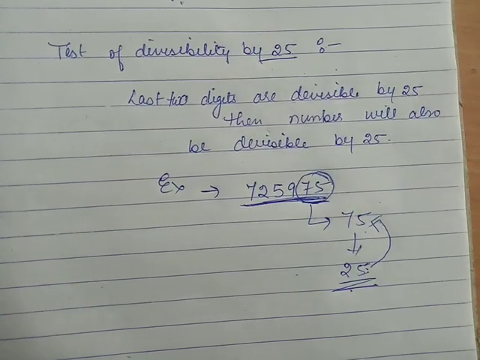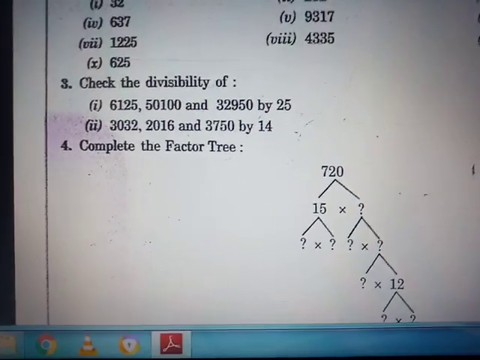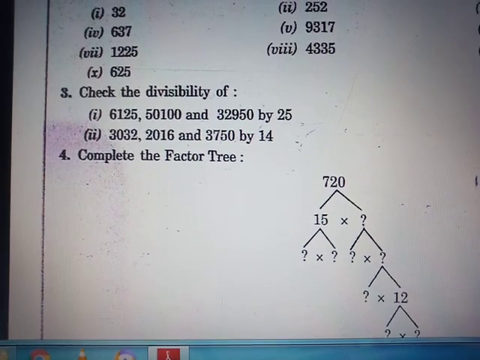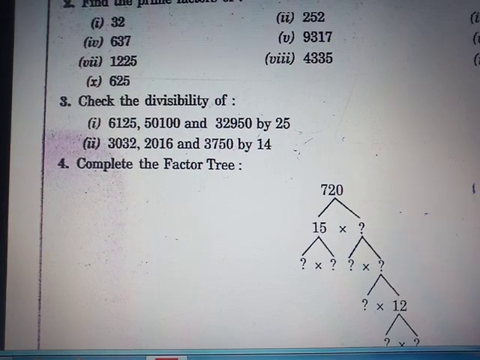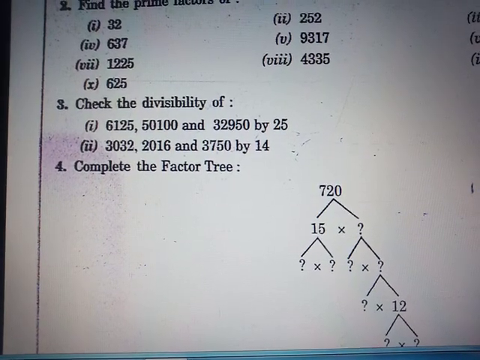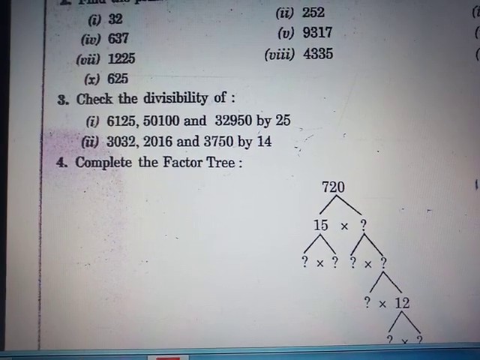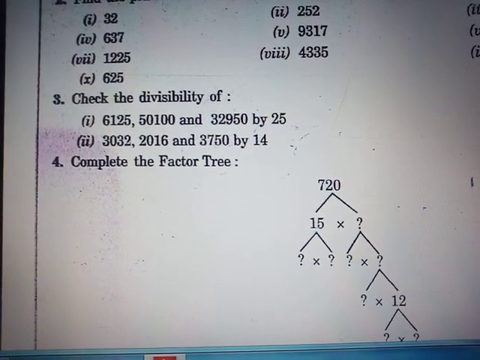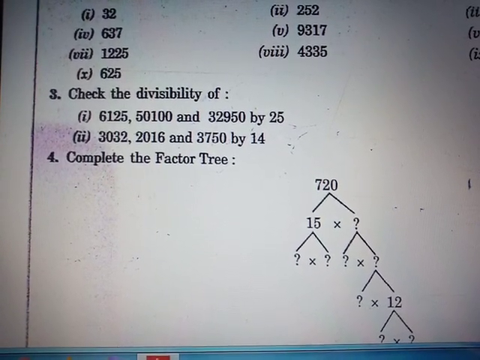So let's see in the question. The first part is 6,125, the last 2 digits are 25, which means it is divisible by 25. The second one is 50,100; 25 4s are 100, so this is also divisible by 25. Now the third one is 32,950, the last 2 digits are 50 and 25 2s are 50, so this number will also be divisible by 25.